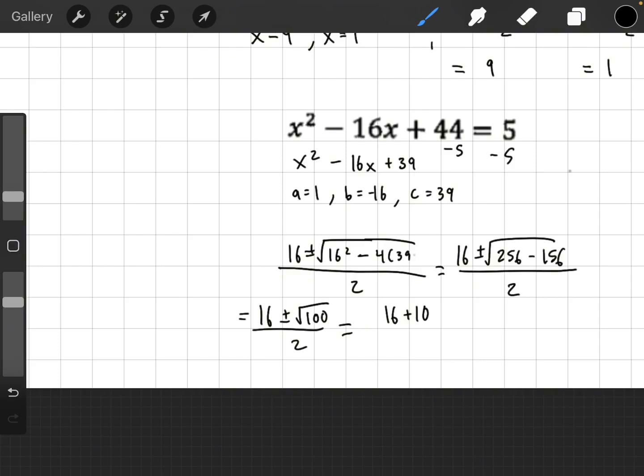16 plus 10 over 2 and 16 minus 10 over 2. So this equals 26 over 2, which equals 13. So x equals 13. This equals 6 over 2, which equals 3. X equals 3.